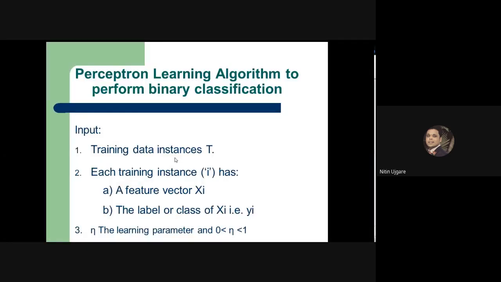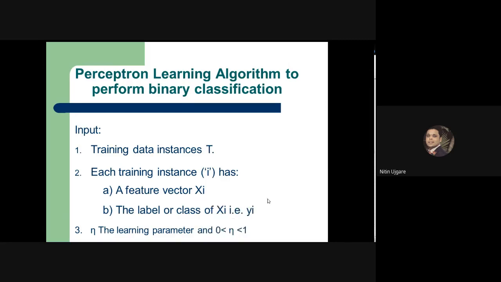Okay, so here you can see the algorithm for perceptron learning, which actually performs binary classification. So what input do we require? We require training data instances, which is represented as T.